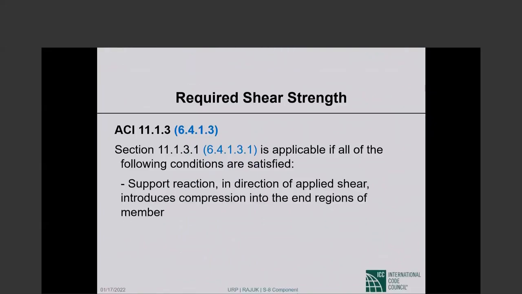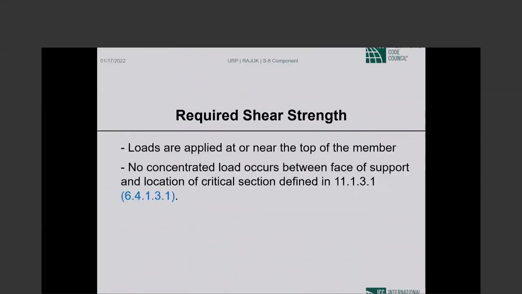So what I just said, the critical section at a distance d from the support face, is applicable if all of the following conditions are satisfied. Support reaction in direction of applied shear induces compression into the end region of the member. The support induces compression rather than tension. That would typically be the case. In a typical beam, that's what happens. The beam wants to go down, if you like. The support keeps it from going down and produces compression.